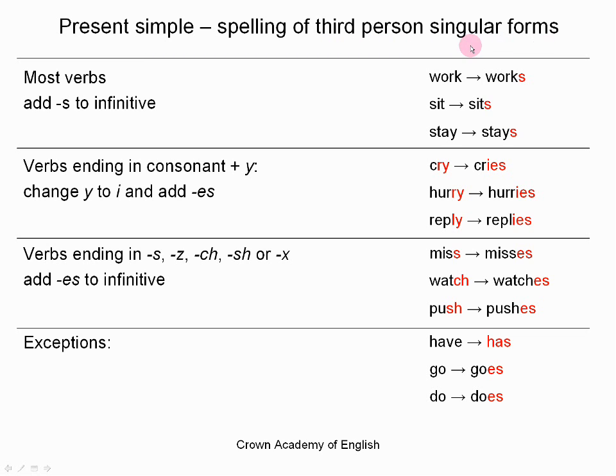And all the other forms, so the I, the you, the we, and the they always take the infinitive form, regardless of any. There are no exceptions to that. So they always take the infinitive form. So this slide here is simply for the different spellings and the different pronunciations of the third person singular forms of the present simple. Okay, so let's move on.